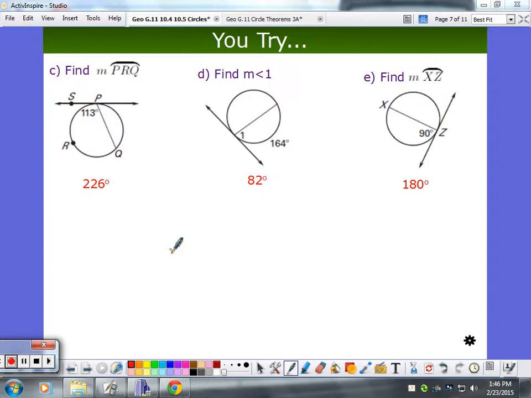So are there questions on this? This angle is half the measure of that arc. This angle, half the measure of that arc. This angle, twice that will give you the arc. So that's where those numbers are coming from.